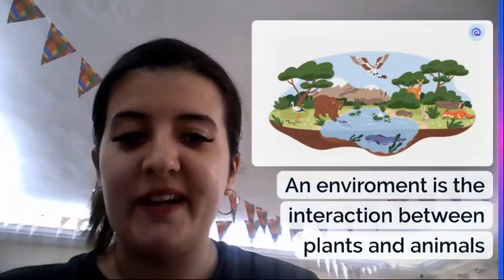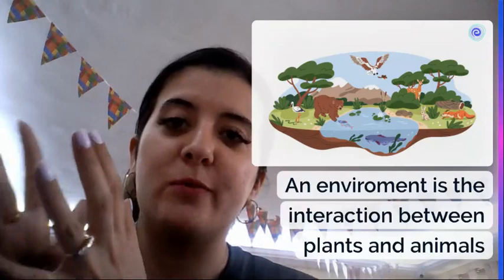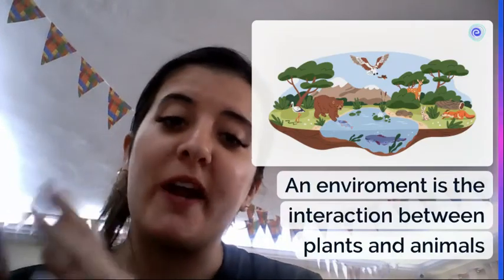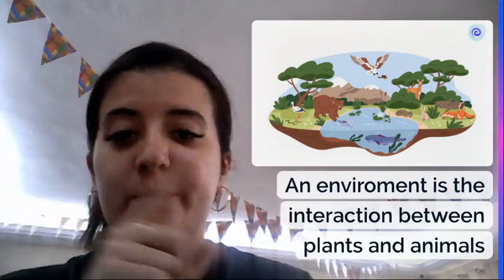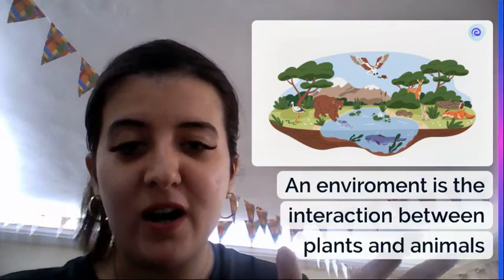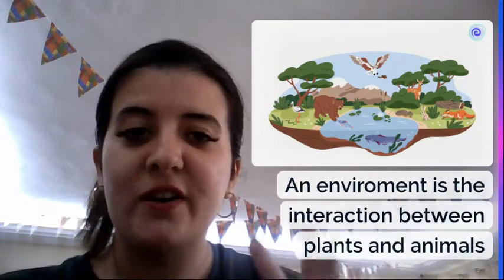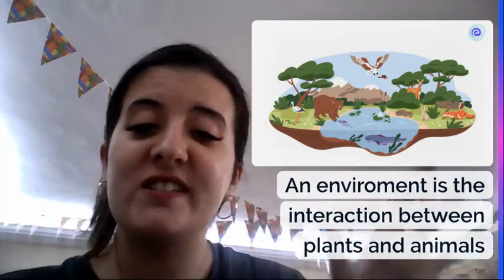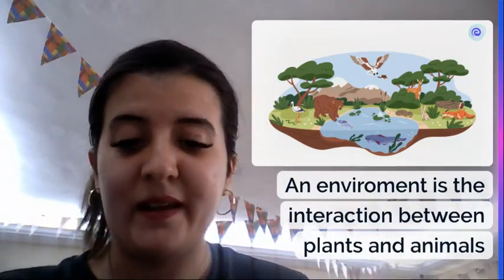Now, what is an environment? An environment is where plants and animals come together and they work together to be able to survive in that area. So for example, in this picture, we see how there are trees around, we have the bear with the pond, and there are fishes as well, and there are birds flying. So this is called an environment.